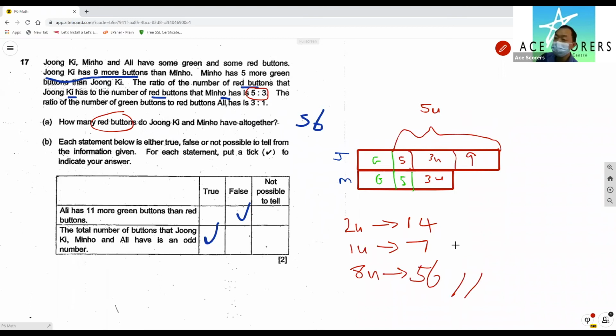At first I thought need to find green. Yeah, don't have to find green. Just find red. I know how to do that. I know how. Okay, so that's it, right? The rest I think is pretty okay.